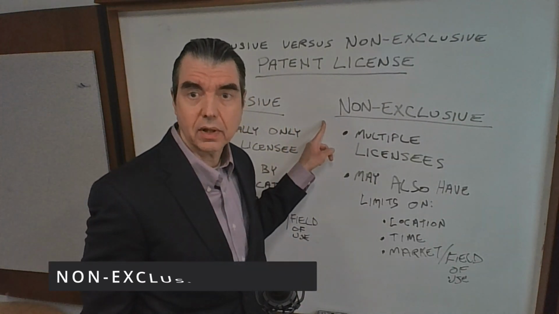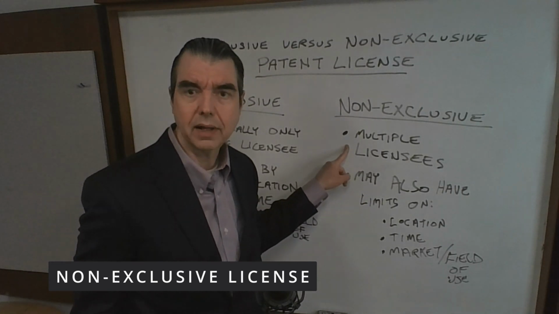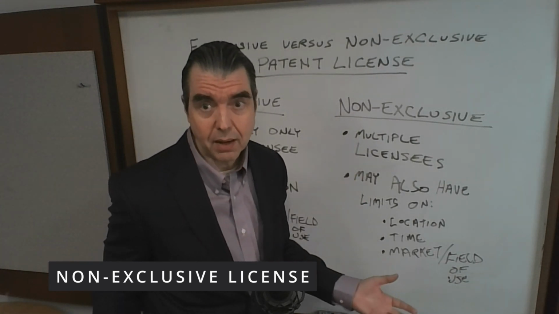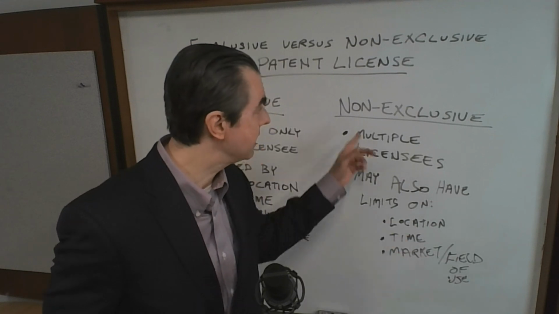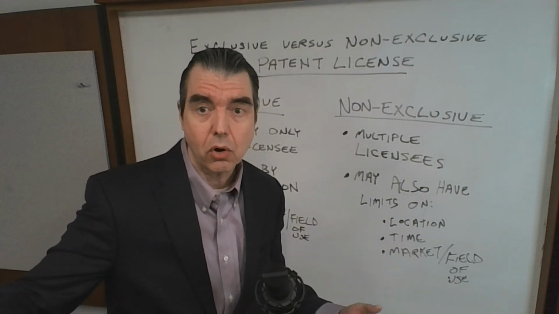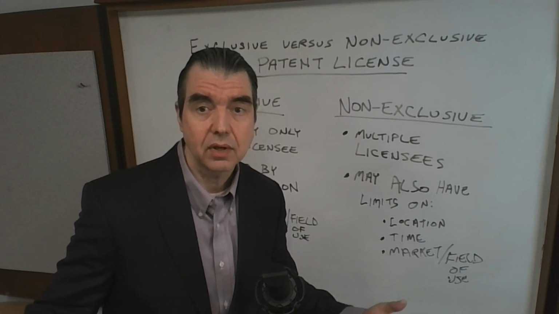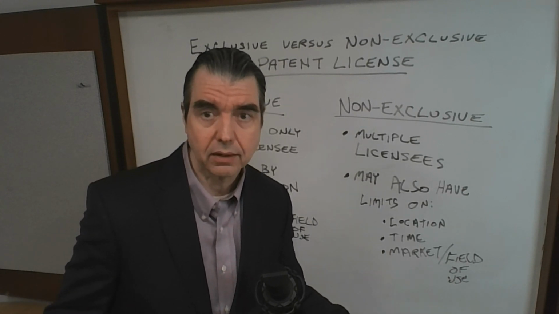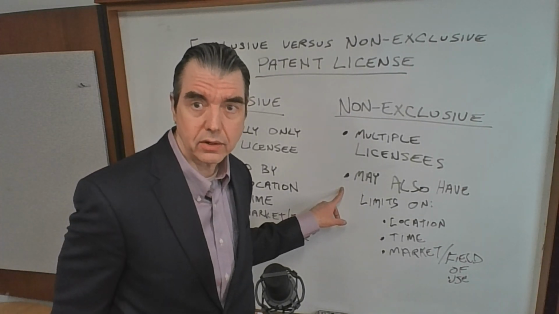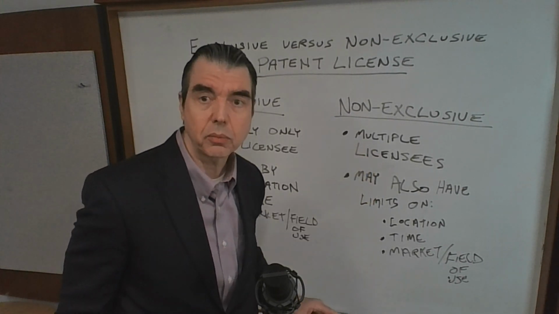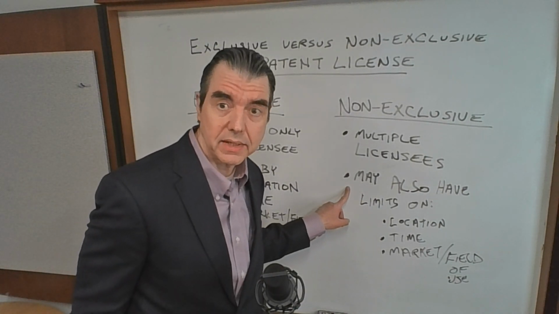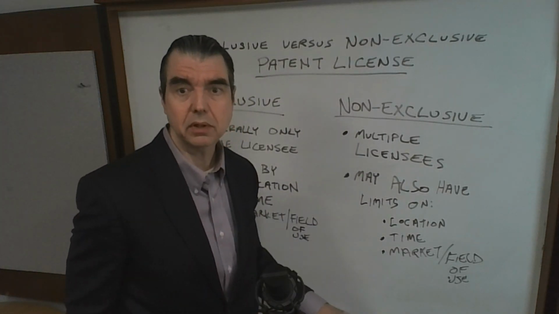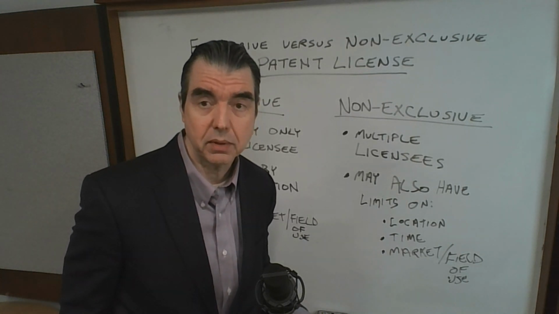Now, a non-exclusive license. In general, you will have multiple licensees, or you will have the ability to have multiple licensees. So, for example, initially, you offer one licensee a non-exclusive license, and later on down the road, you offer a similar agreement to other licensees, and you add to the pool of licensees that are making, using, and selling your patented product. Now, even though that agreement is non-exclusive and you can have multiple licensees, you may still have limitations based on location, time, or market and field of use. So there's many possibilities for what that non-exclusive license agreement may look like.